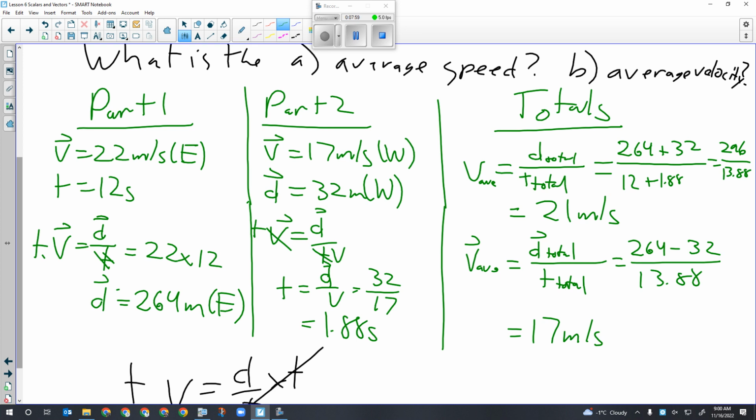Okay, this is a tricky one. I went 264 meters east. I came back 32 meters west. Do I still end up east of where I started? So my velocity then is east. Okay, my displacement is 232 meters east. Therefore, my velocity is 17 meters per second east. Your displacement and your velocity will always share a direction.